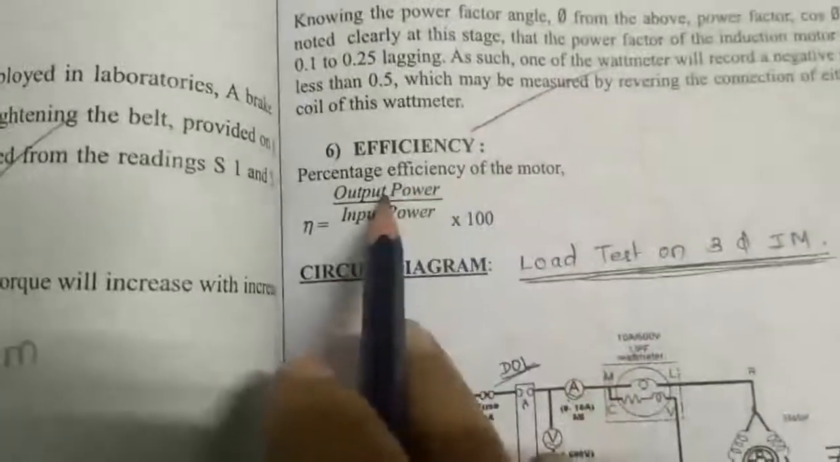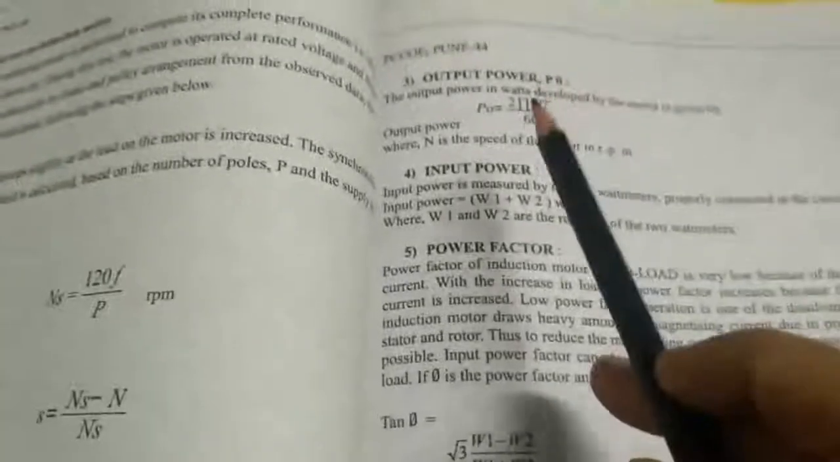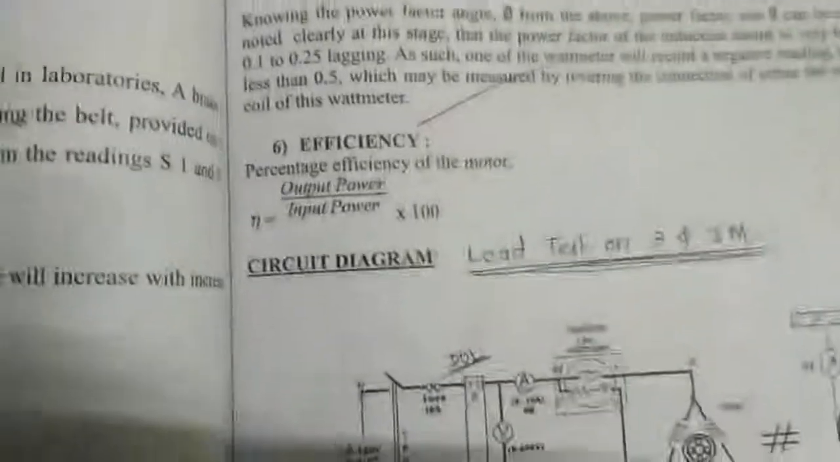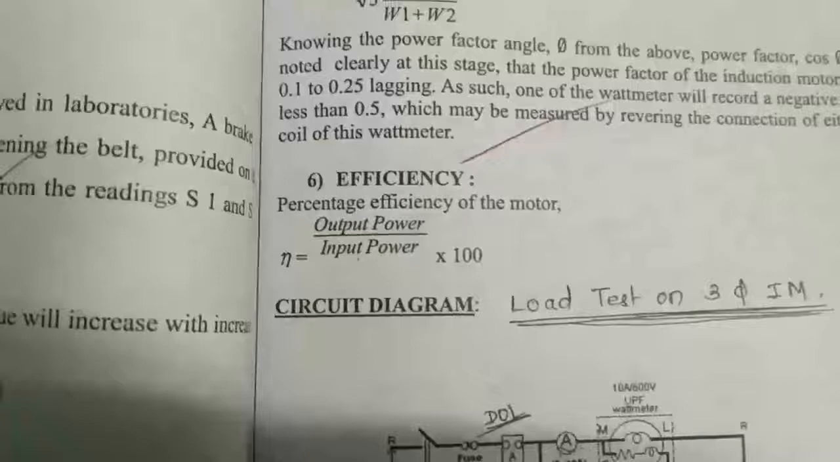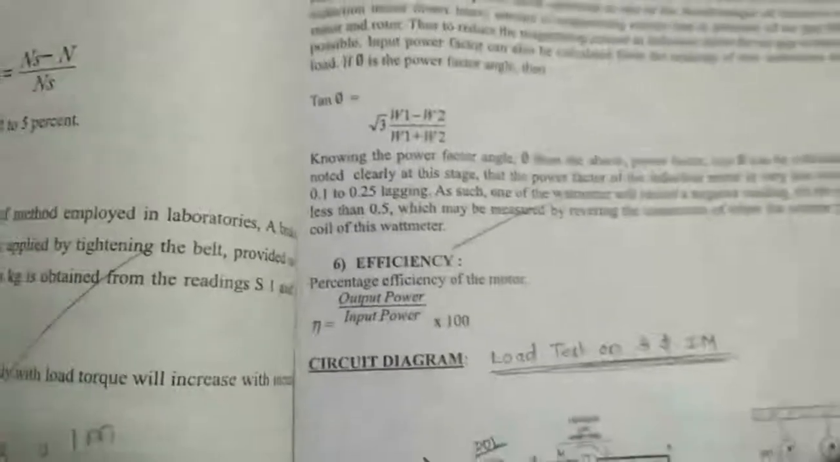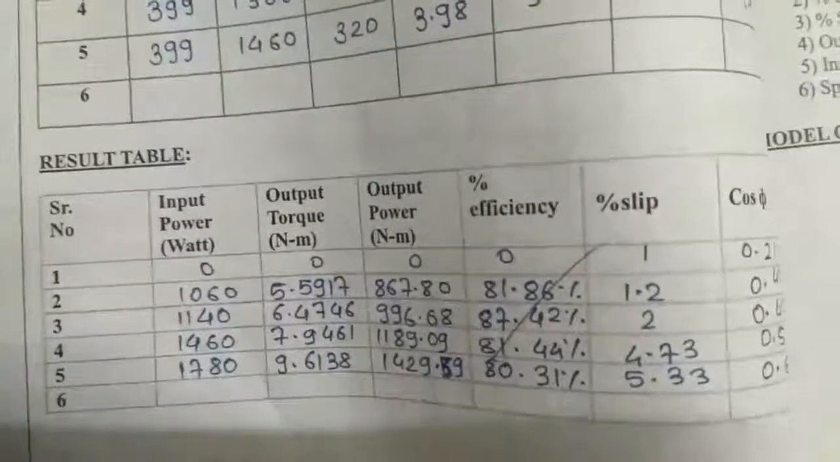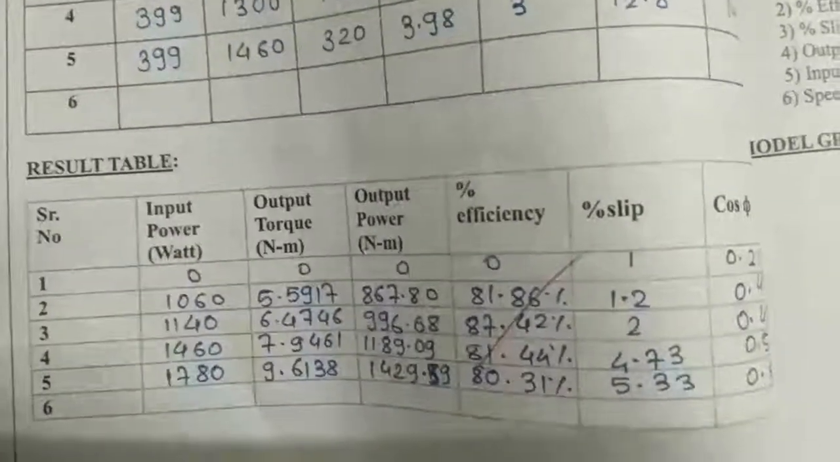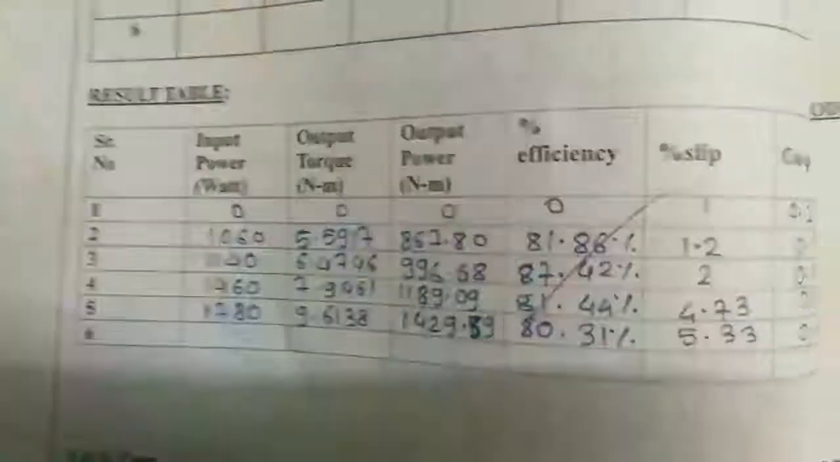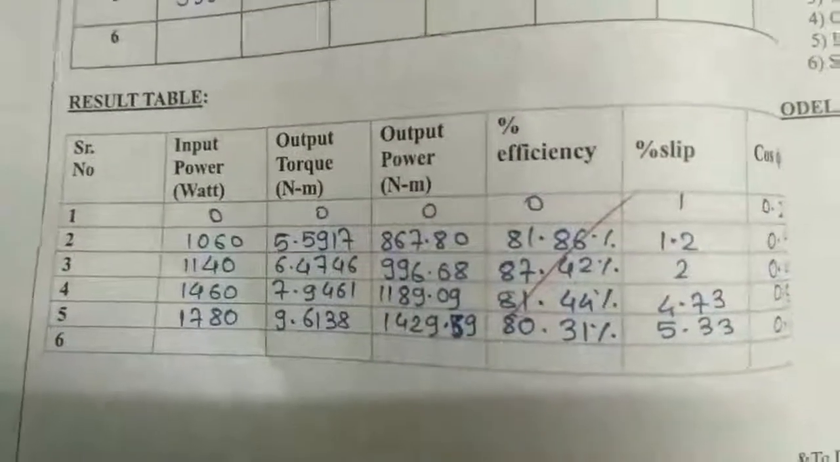Then efficiency is output power upon input power. We have already calculated the output power and input power in the above steps, step number 3 and 4. So you have to just use those values of powers and put them in. You will get the efficiency of the motor. So in this way your result table will be done. In the lab manual it is already given in detail. The formulas are there. Whatever readings we have taken are also with you.